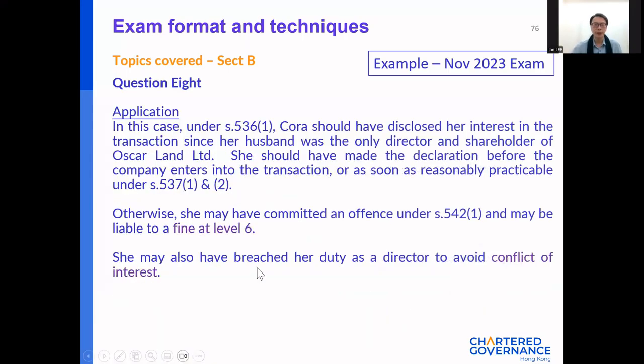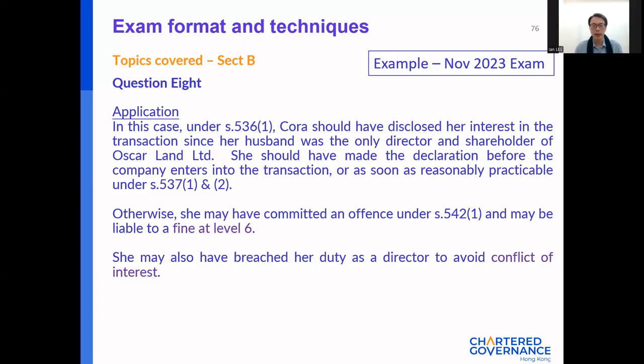Okay, application. So in this case, under Section 536, Cora should have disclosed her interest in the transaction since her husband was the only director and shareholder of Oscar Land Limited. So you can see this is clearly quite significant, because it's not like you own 1% of the shares in a company that is doing a deal with your company. It's basically your spouse owning all the shares and is the sole director of the company.